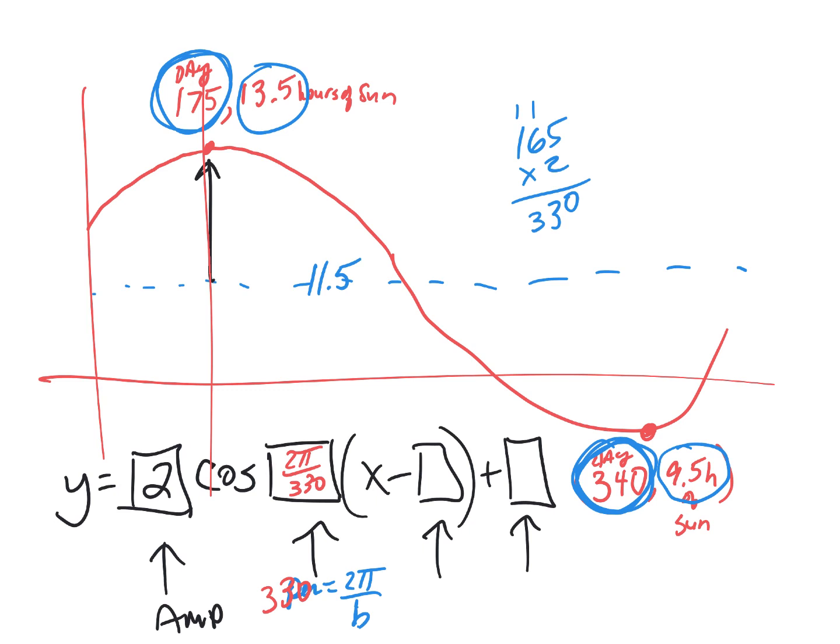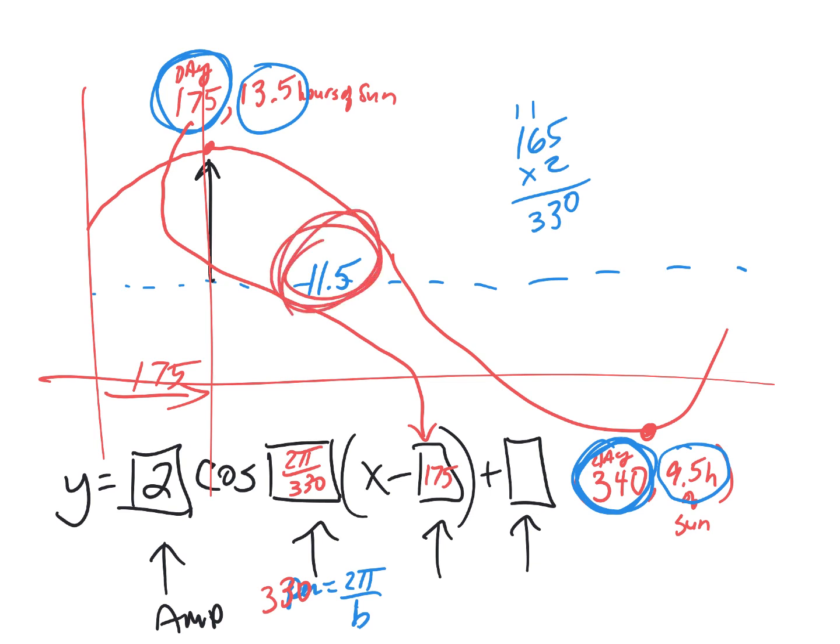So then how far do we shift it? The x value is how far over it's shifted, because that's how far over the peak is. It's not at 0. It's 175 over from that. This is how far 175 is. Okay, then the plus, that's really easy. The midline, that's how far this graph got moved up. That goes in there, 11.5.